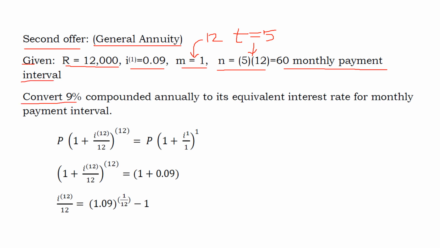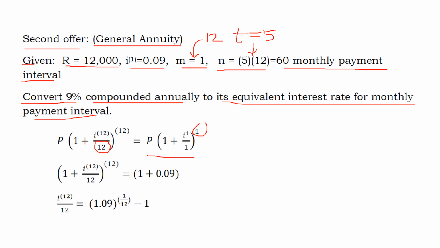So convert 9% compounded annually to its equivalent interest rate for the monthly payment interval. Here, as you can see, we divide by 12, because the given 0.09 is compounded annually, and to get the interest rate compounded monthly we divide by 12 because there are 12 months in a year. That is the concept we adopt. That will be equal to P, which is 1 plus i raised to 1 over 1, which is compounded annually.